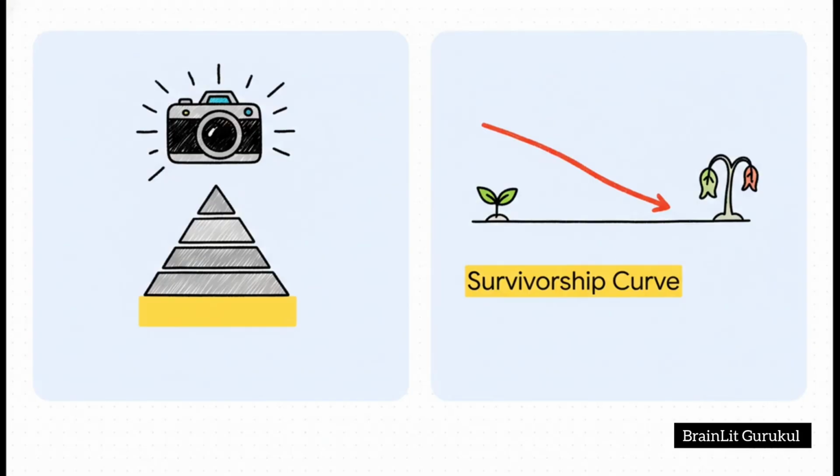Okay, trap number 1 is mixing up age structure with survivorship curves. It's an easy mistake to make. Just remember this. An age structure pyramid is like a snapshot. It's a picture of the entire population at one specific moment in time. A survivorship curve is more like a movie. It follows a single group of individuals, a cohort, from birth all the way to death. They're two very different tools that answer two very different questions.